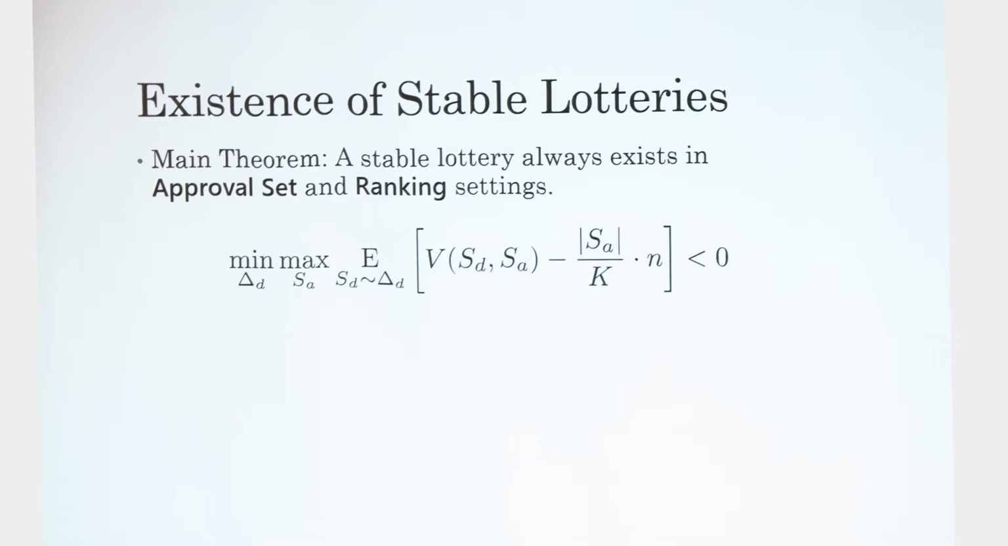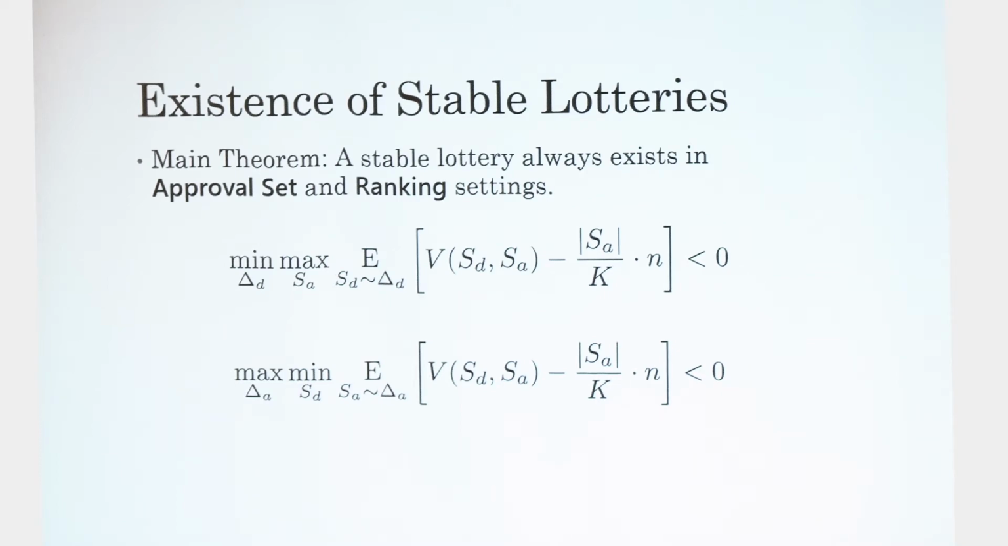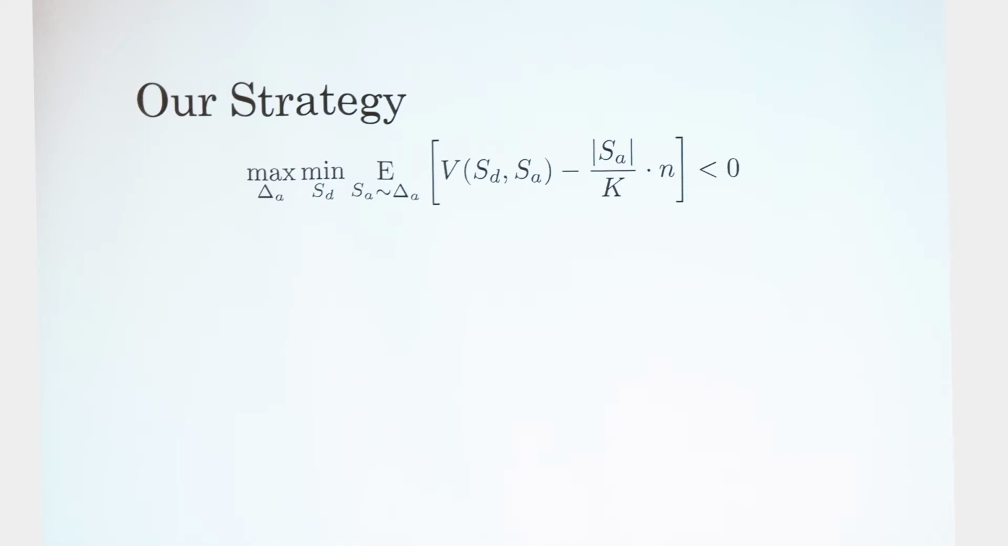And we can view this as a zero-sum game. So we can swap the max and min here. They are equivalent. So our goal is to prove this. Let the coalition first give a distribution of attacking committees. And then we look at the attacking committees. We will design a way to choose a defending committee so that the number of people who think the attacking committee is better is not too many.